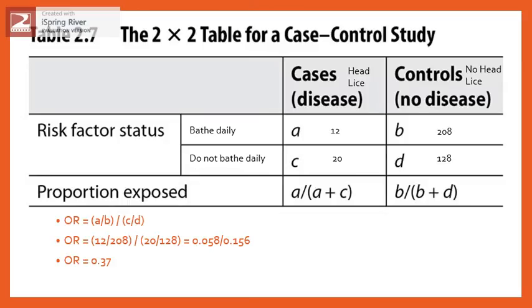So what this means is that children who bathe every day have a 63% lower risk of head lice than do those who do not bathe every day. When the odds ratio is lower than 1, you don't say it's 37% lower, it's 1 minus the decimal. So 1 minus 0.37 would be 63%.